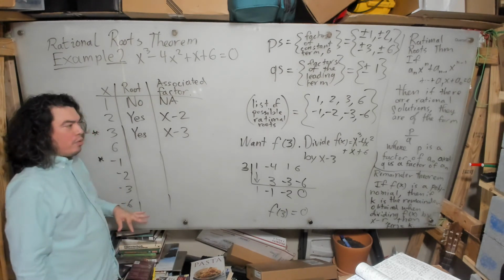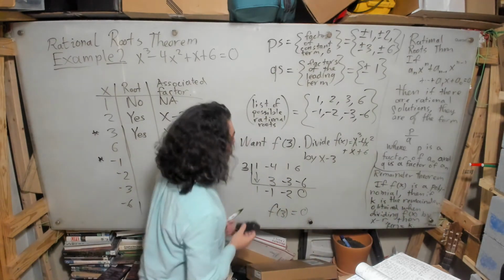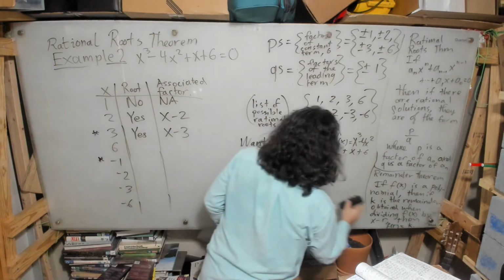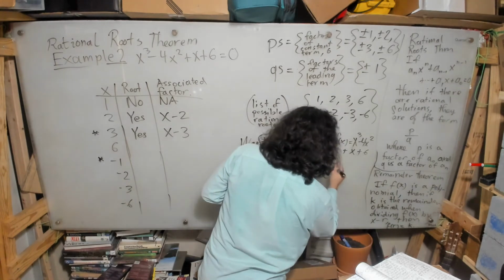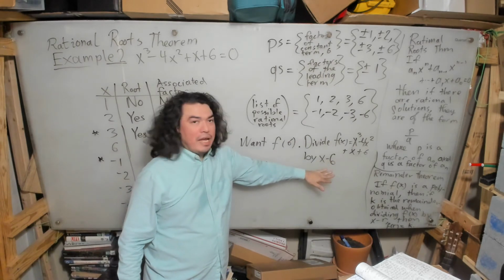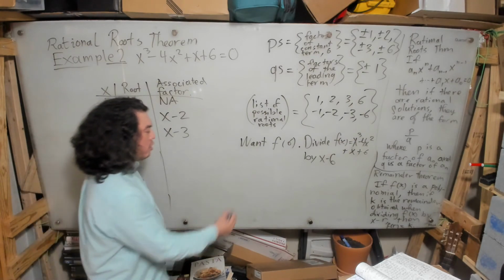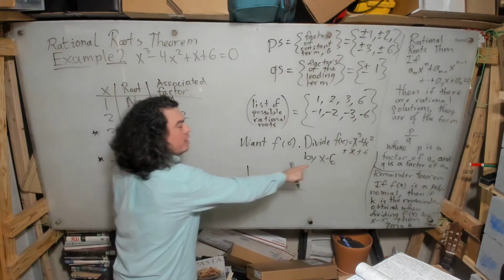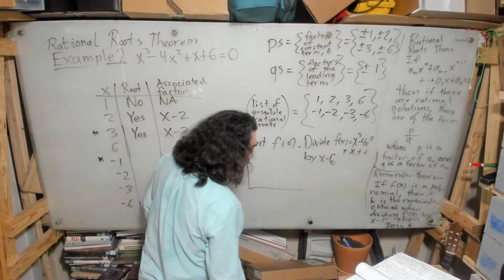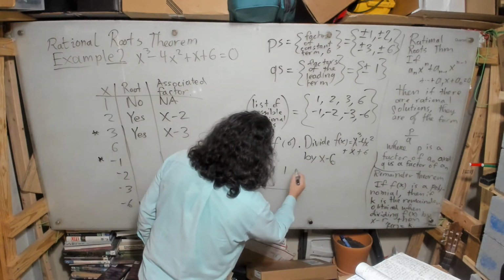So now what we're going to do is evaluate the function at 6. Let's do that together. If we want to evaluate f of 6, we're going to divide the polynomial by x minus 6, and we're going to look at what the remainder is. That's what the remainder theorem tells us. So let's make our division house again. If we're going to divide by x minus 6, we're going to put a positive 6 on the outside of the division house. And again, the coefficients are going to go inside: 1, minus 4, 1, and 6.